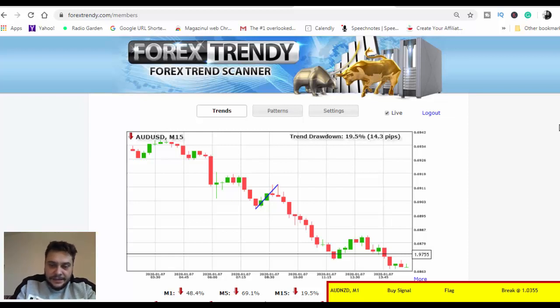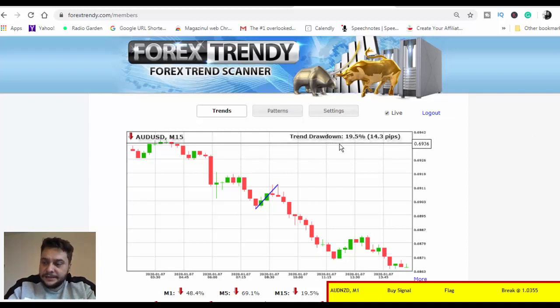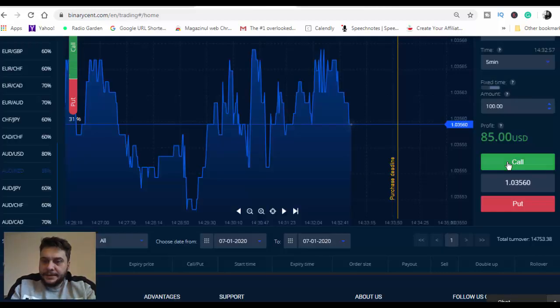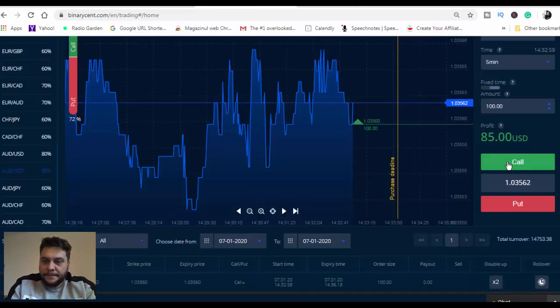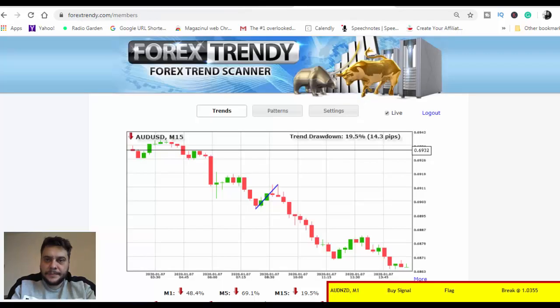And as you can see, we have here again Australian dollar, New Zealand dollar. It is a buy signal again, and let's make a call again. That's it. So we have it here.